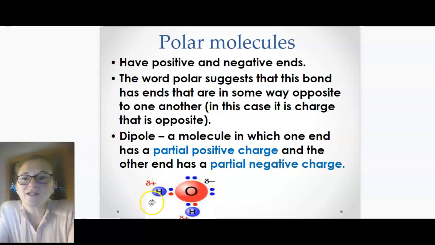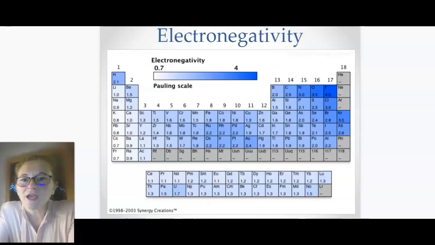And water is a great example. Definitely covalent. Oxygen and hydrogen are both nonmetals. But because oxygen is more electronegative, it's going to pull those electrons over to its side a little more often than hydrogen is. So here's a reminder of where our electronegative elements are.